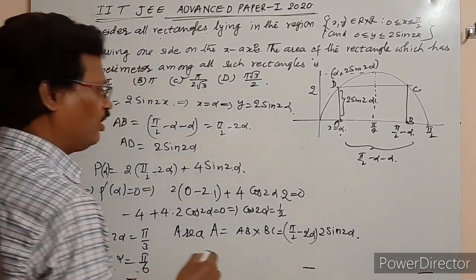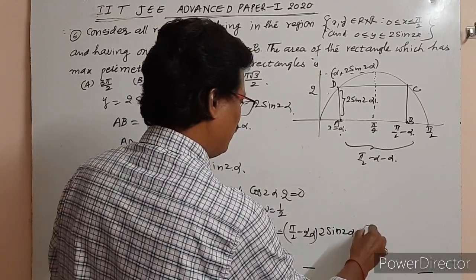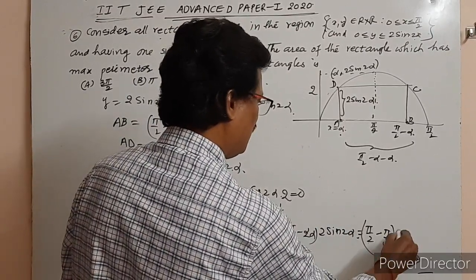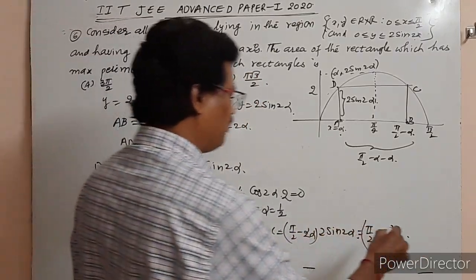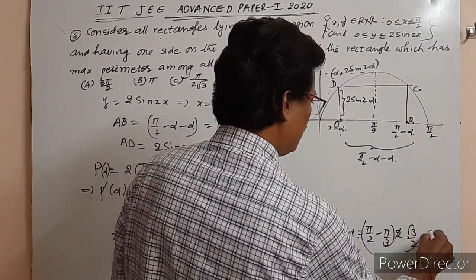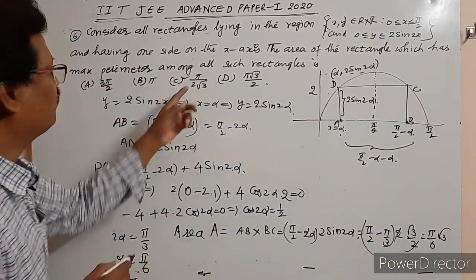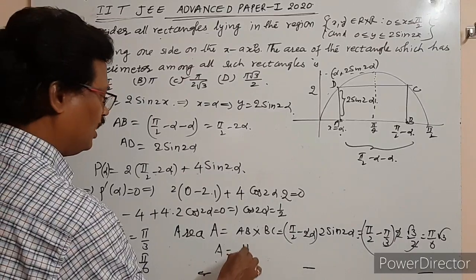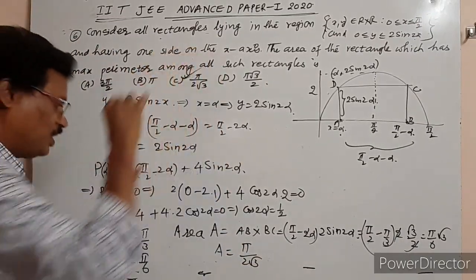Therefore how much did we get? Alpha is equal to pi by 6, therefore pi by 2 minus pi by 3, into 2 sin 2 alpha, that is sin pi by 3, which is root 3 by 2. Therefore this is pi by 6 into root 3. Which option is correct? The area is pi by 2 root 3. Therefore this C option is correct now.